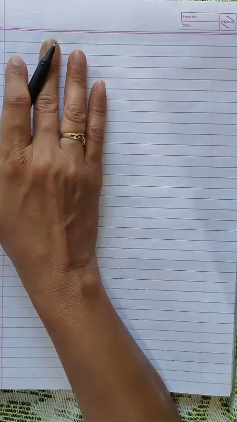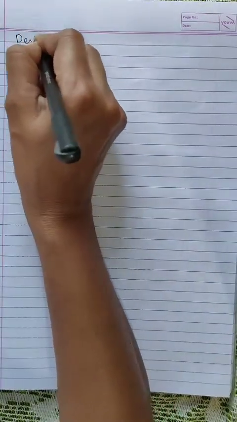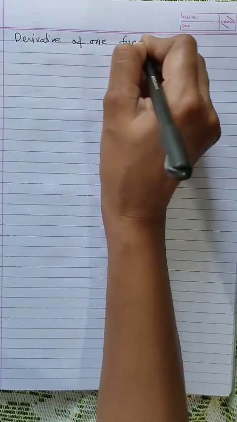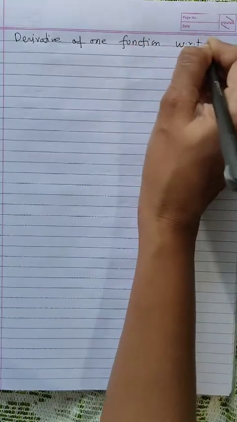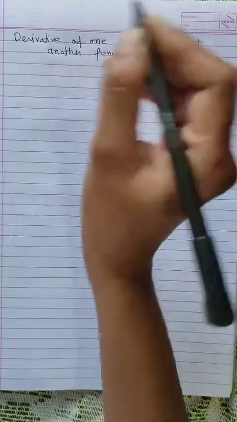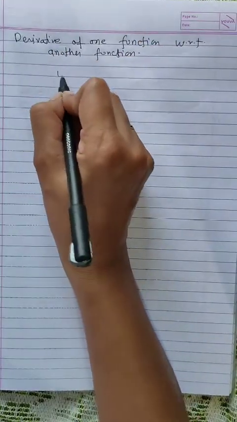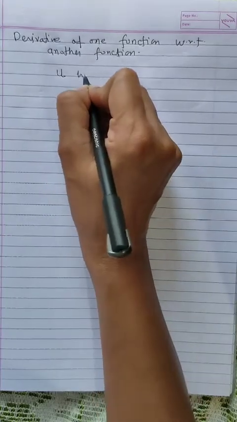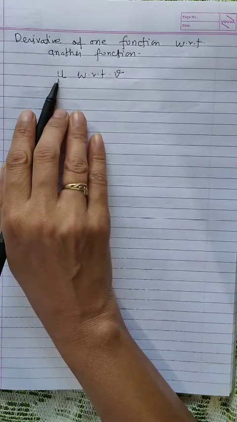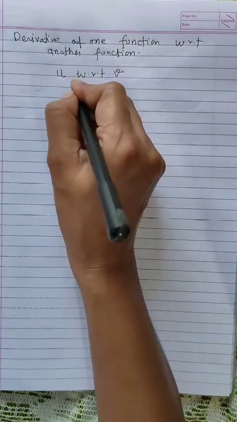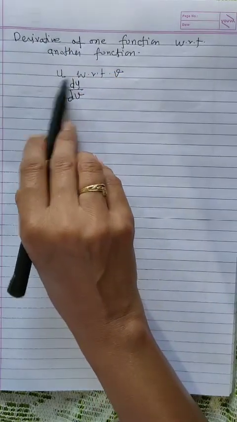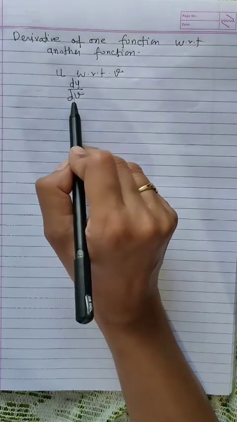Now students, there is another derivative. It is the derivative of one function with respect to another function. Suppose we have function u with respect to v. So our topic is differentiation of u with respect to v. In symbolic form it is written as du by dv. So differentiation of u with respect to v.